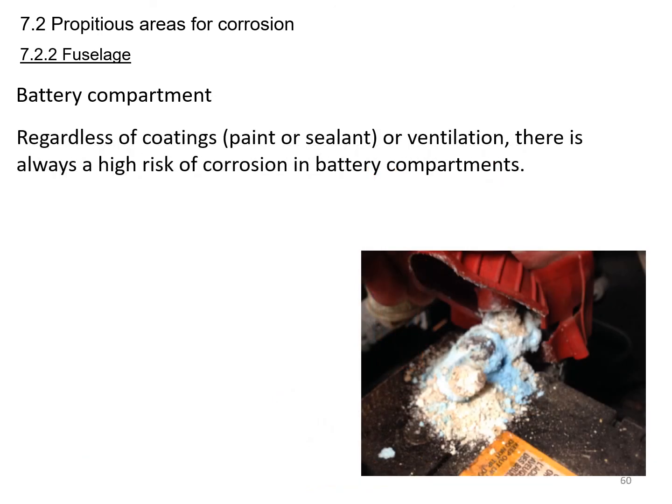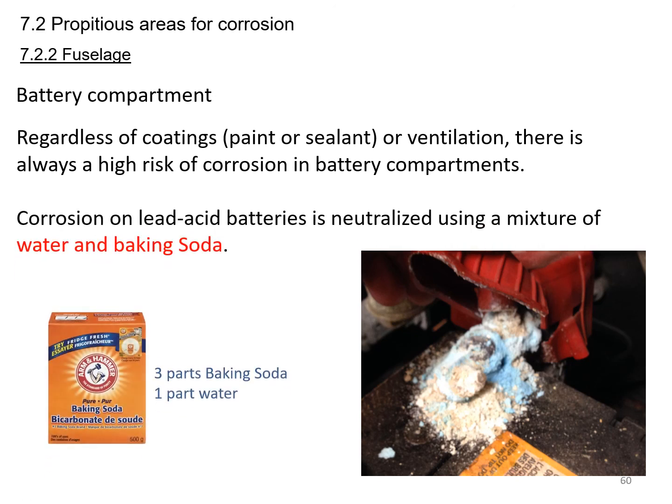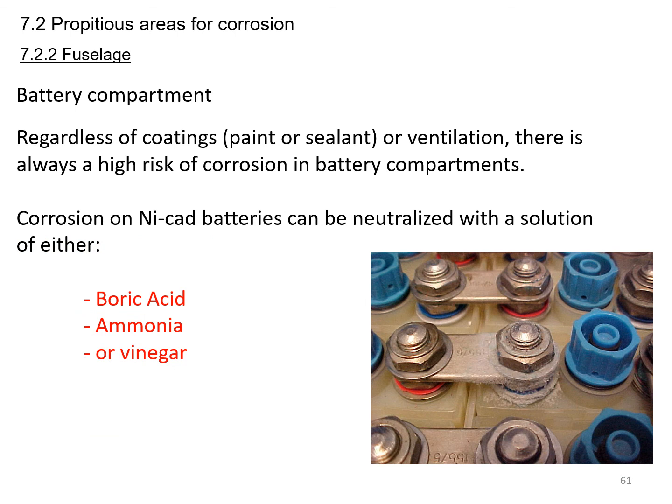Regardless of the coatings, paint, sealants or ventilation, there is always a high risk of corrosion in battery compartments. Corrosion on lead acid batteries is neutralized using a mixture of water and baking soda. Now the recipe: 3 parts baking soda, 1 part water. Don't memorize this, it's just nice to know if it happens to you. The baking soda will neutralize acid from the battery. Corrosion on NiCad, or nickel cadmium, batteries can be neutralized with a solution of either boric acid, ammonia, or vinegar. So remember that for acid batteries we use baking soda, but with NiCad batteries, baking soda will not work. It has to be either ammonia, vinegar, or boric acid.